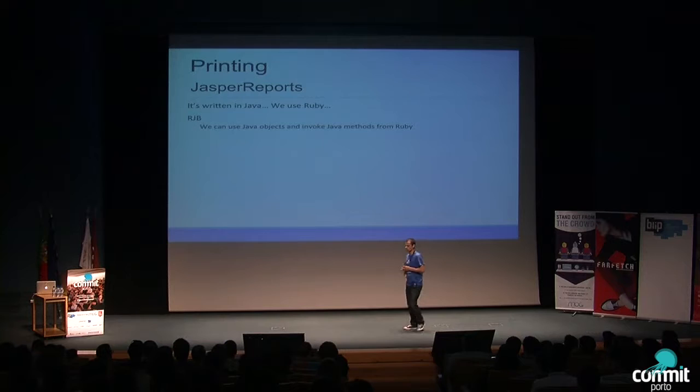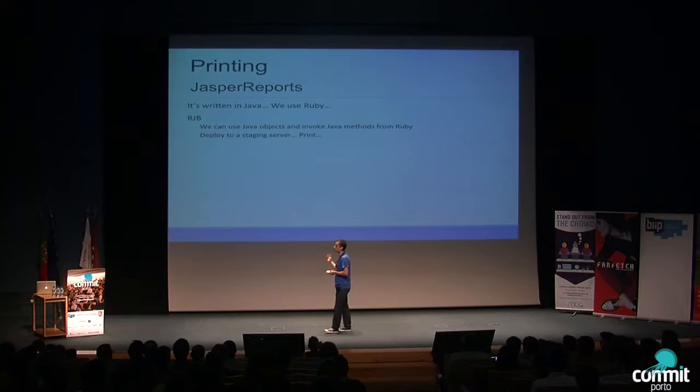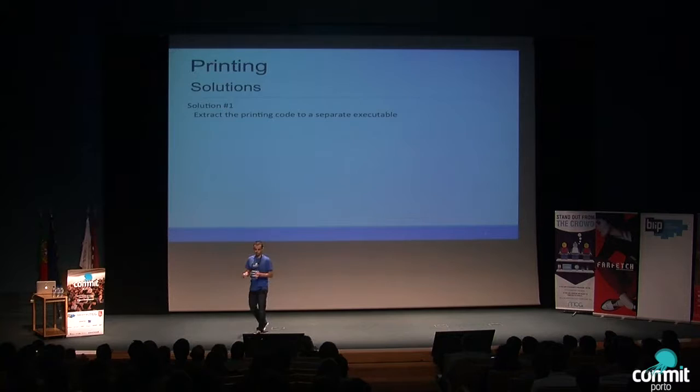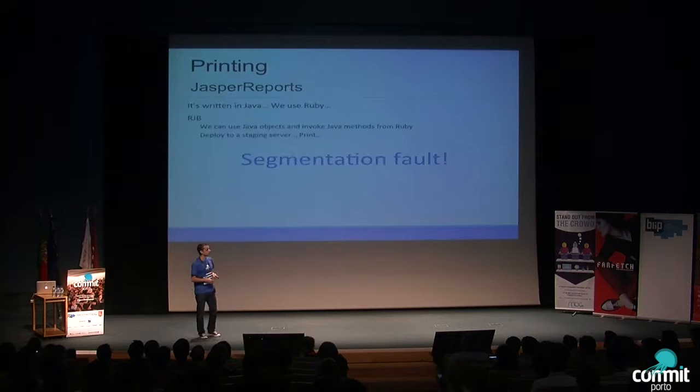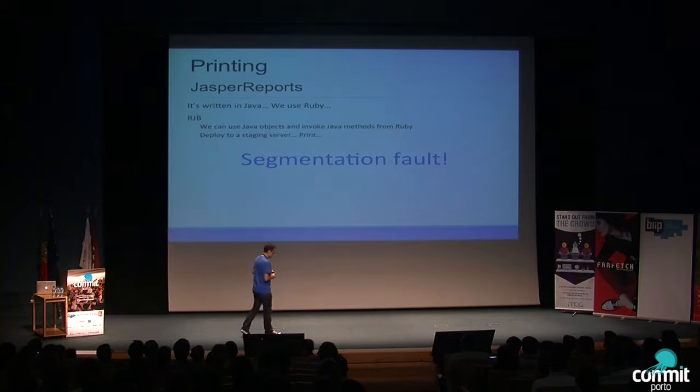all printed very fast. So we deployed our code to our staging server, and we made our first print request, and we got back a segmentation fault. Great. RJB, at the time, in 2012, didn't work on Linux systems. So we had to find a solution that would allow us to use all the work we had done until then and not discard the last month of work.